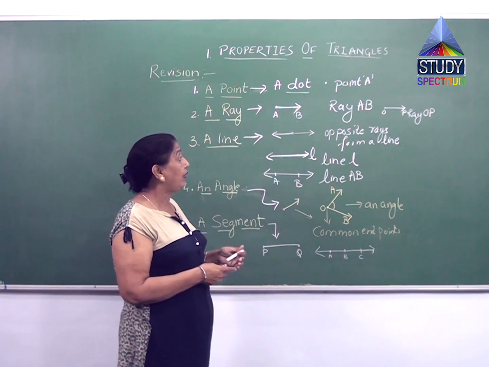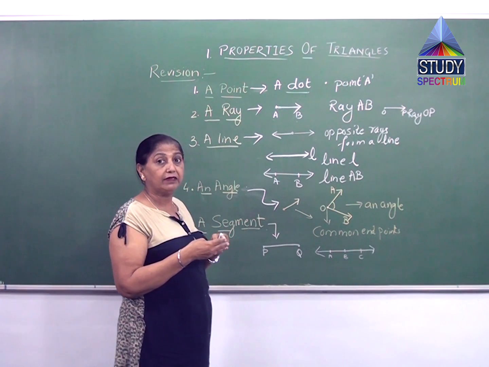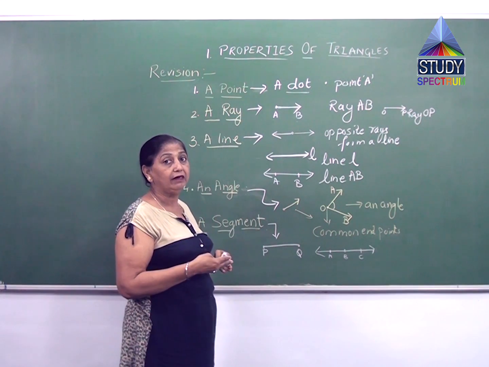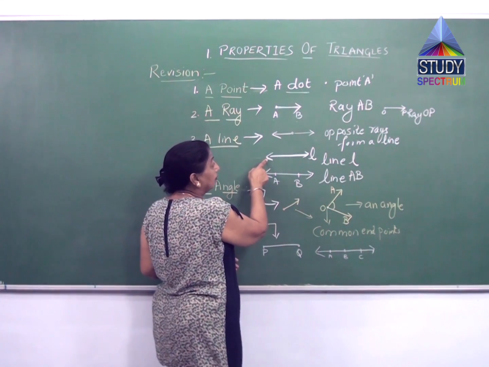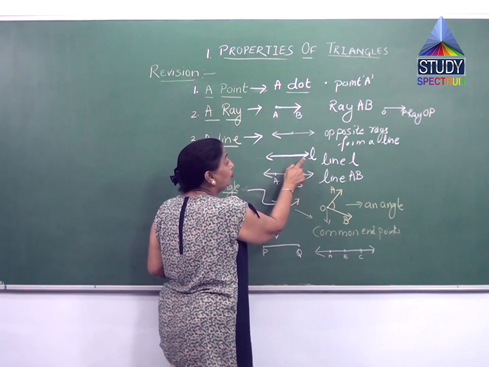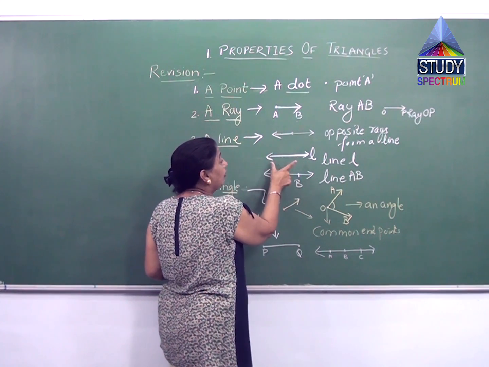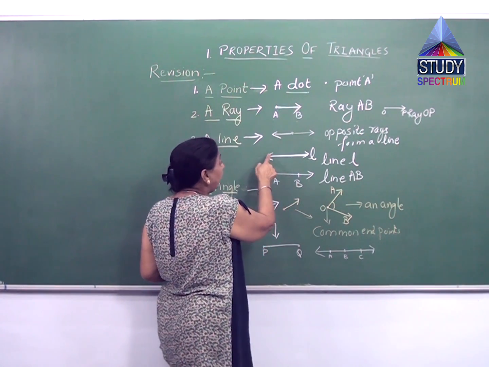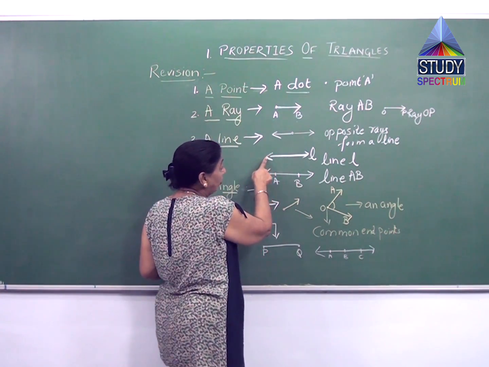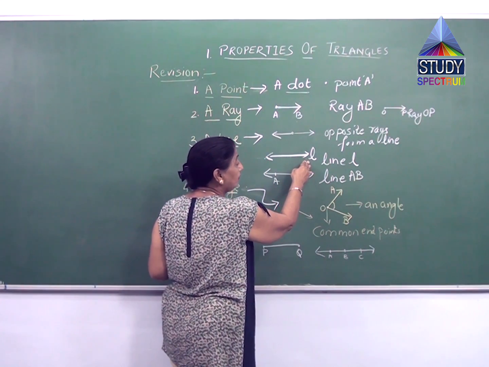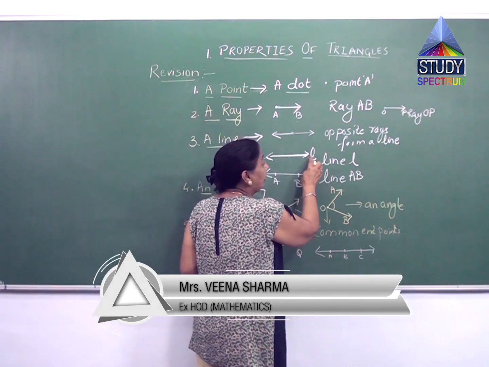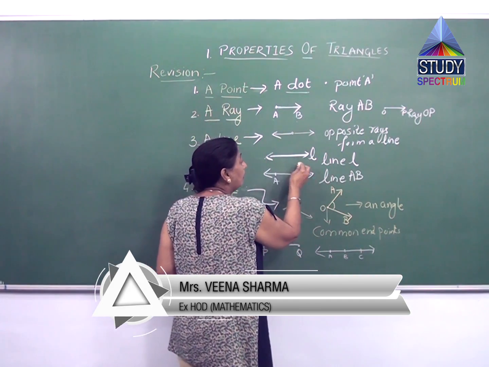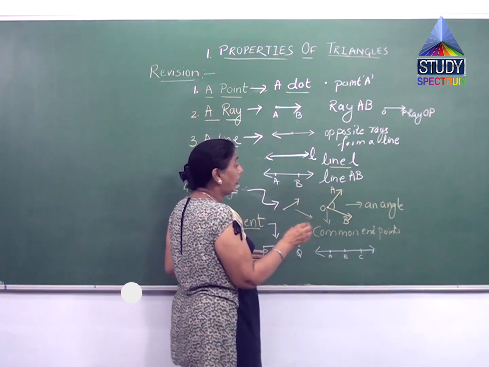Now, what is a line? You can see that when I take two rays that are in opposite directions, they can form a line. A line is this way, which has an arrow on both sides. That means you can extend on both sides, right? So a line has an arrow on the left hand side and on the right hand side, and we can give it any name, any letter like L, M, N, whatever you want. So this is a line and you can name it like this, line L.